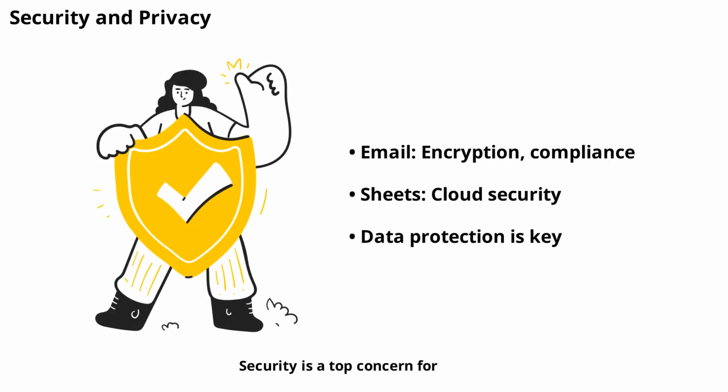Security is a top concern for both email automation and spreadsheet tools. Email automation platforms often include features like encryption, compliance with privacy laws, and secure contact management. Google Sheets, as part of Google Workspace, benefits from robust cloud security, access controls, and sharing permissions.